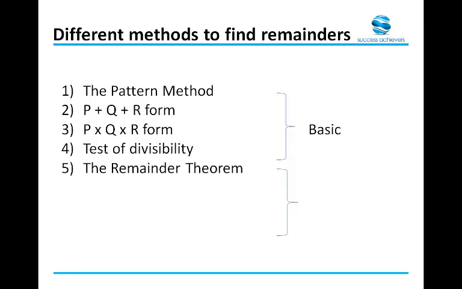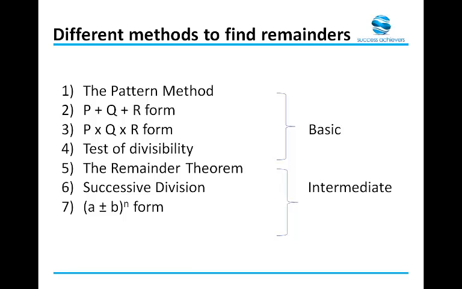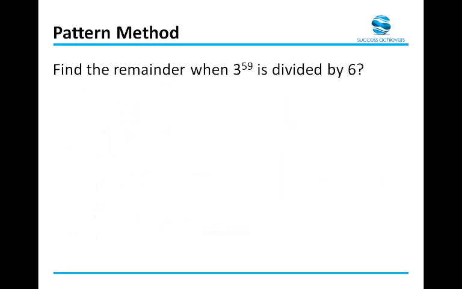Now there are other rules which would be categorized as intermediate, tougher ones to find the remainders. They would be your remainder theorem, successive division method, (a plus or minus b) the whole raised to n form, and division by a prime number. So the remaining 4 we'll be discussing in another video. In today's video we'll be discussing the first 4 basic methods to find remainders. Now let us start with the pattern method.